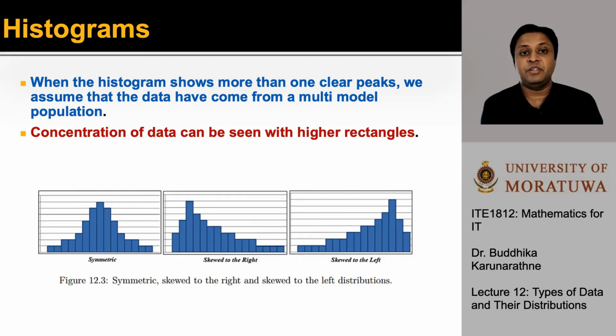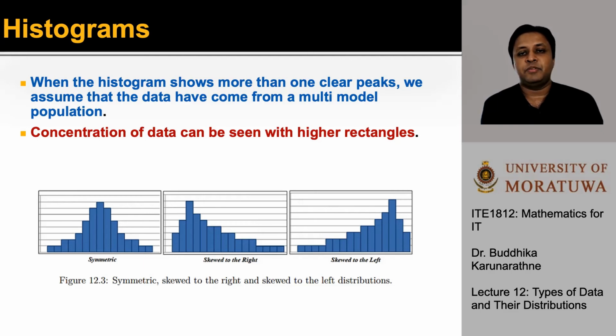The concentration of data can be seen with higher rectangles, because higher rectangles represent higher frequencies. More data points are represented there. So in figure 12.3, what you see in this slide has firstly a symmetric distribution or a bell-shaped distribution, and then a skewed distribution, skewed to the right. That's what you find in the middle.